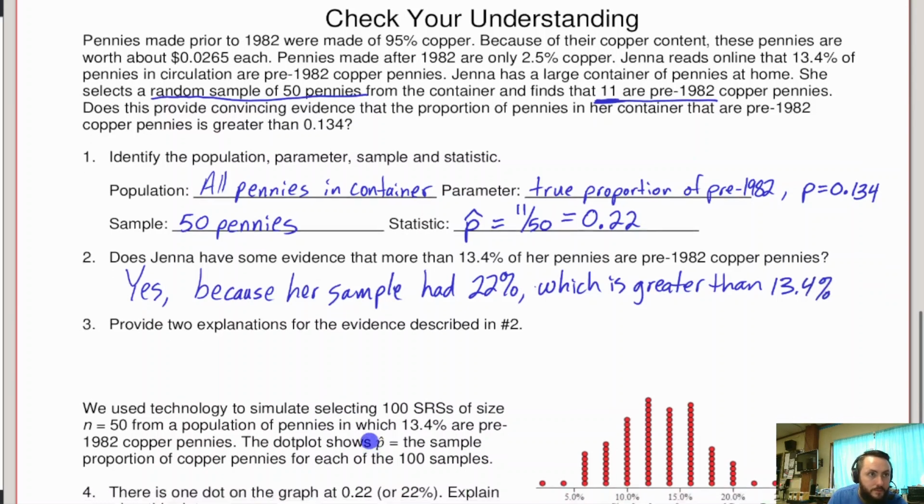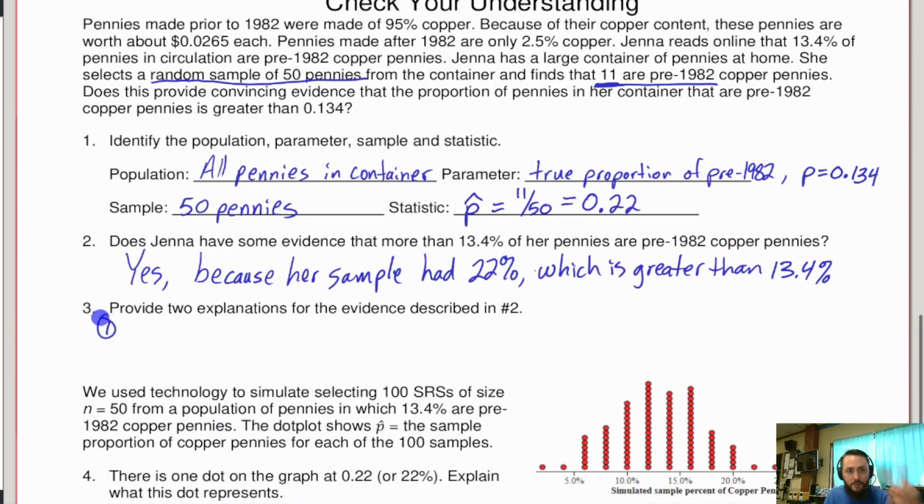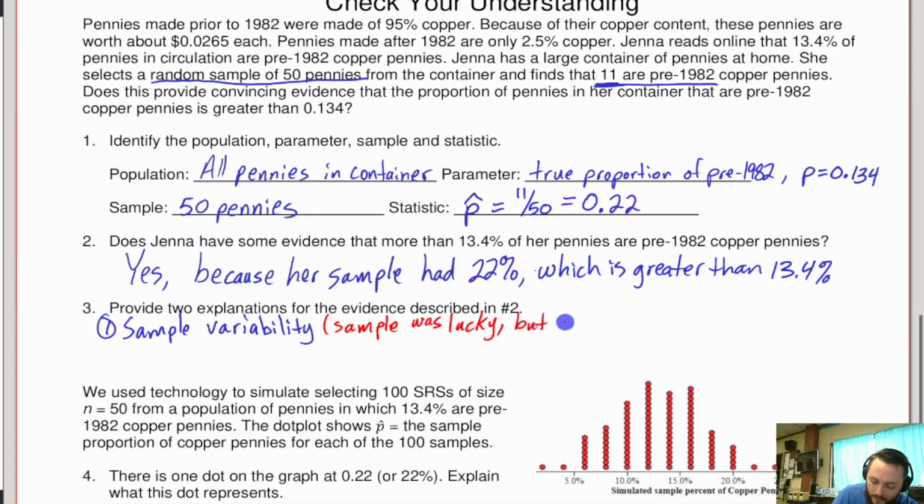Now, provide 2 explanations for this evidence. We have 2 reasons, 2 ways this can go. The first way, it's totally possible that she just got her sample due to random chance. Sample variability, which is really just to say that the sample was lucky, but the actual percentage is actually 13.4. Just by complete random chance, her particular sample got more than what we expected.